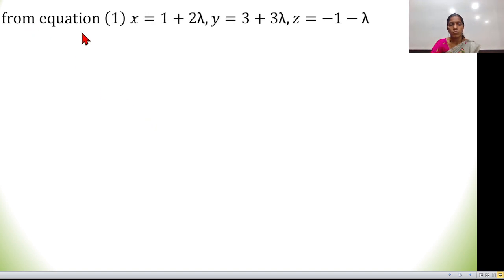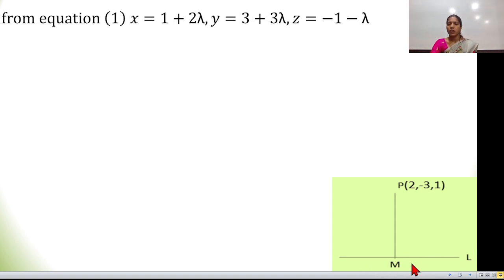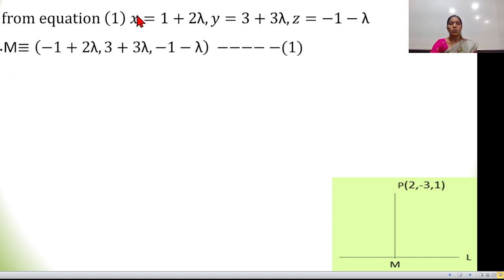So let's see from equation 1. Equating the first and last term, we get x is equal to -1 plus 2 lambda, y is equal to 3 plus 3 lambda, and z is equal to -1 minus lambda. M is any point on the line L, a variable point. So the coordinates of point M are x, y and z. So M is equal to (-1 + 2 lambda, 3 + 3 lambda, -1 - lambda).